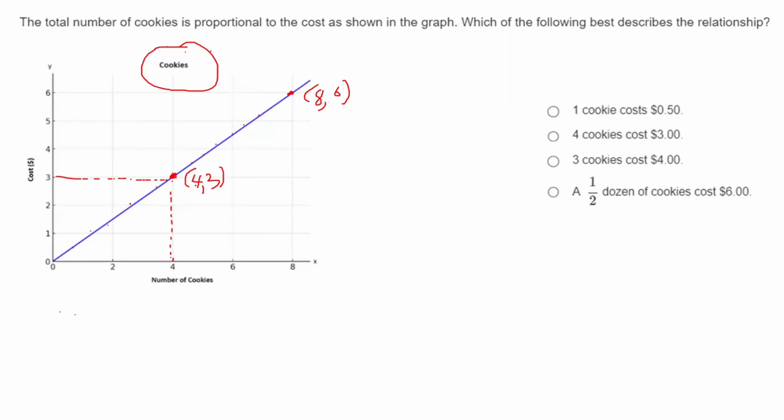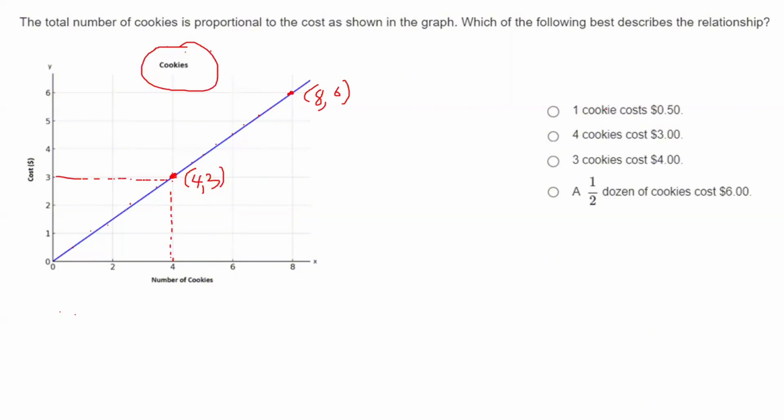So what do these points mean as it relates to the graph? This is saying 4 cookies cost $3. 8 cookies cost $6. All right. So as it relates to this situation, remember, x represents the number of cookies and our x value in this point is 4, which is 4 cookies. Y represents the cost in dollars. And this 3 here is $3. So for 4 cookies, the cost is $3.